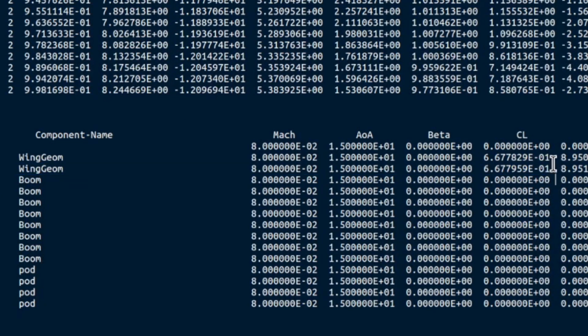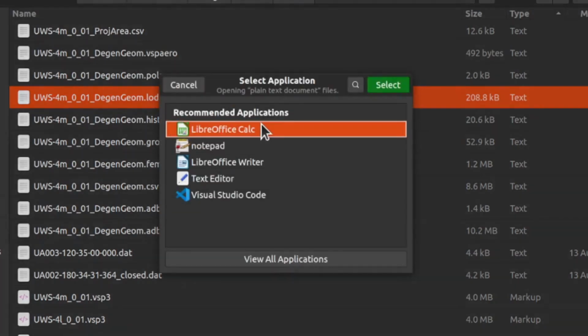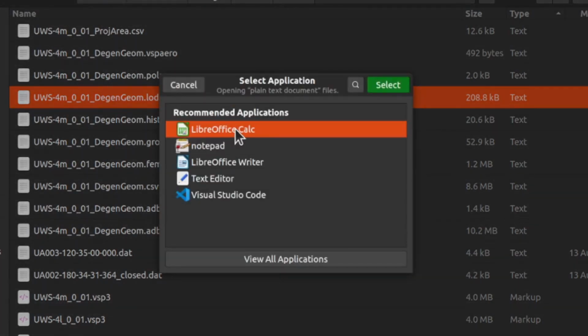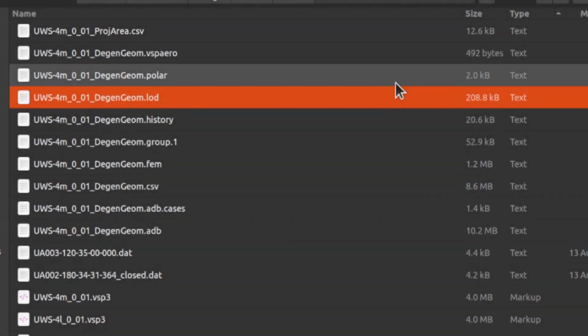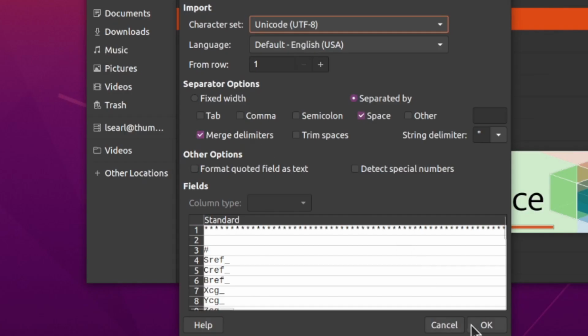Let's load it in a spreadsheet so we can do some calculations on this. Now what I've been using for my spreadsheet on my Linux machine is LibreOffice. So let's open with other application. We're going to open LibreOffice Calc. What you want to do for separators from that text file is specify that everything's separated by spaces, and you want to merge delimiters because sometimes there's multiple spaces. So let's go ahead and do that.